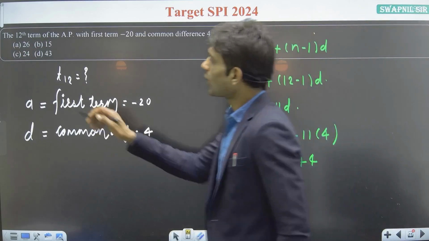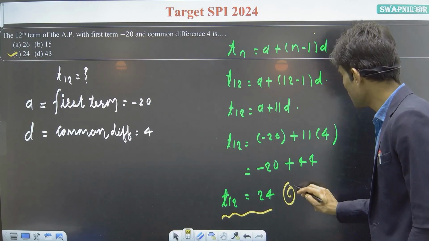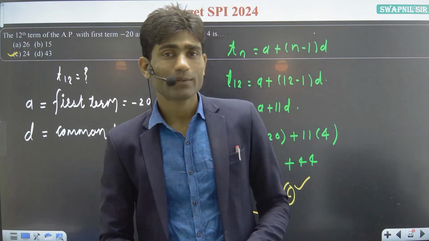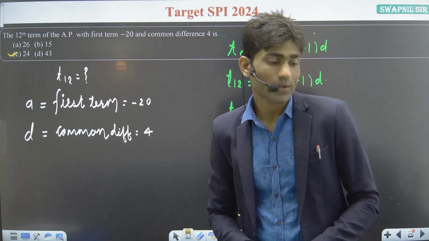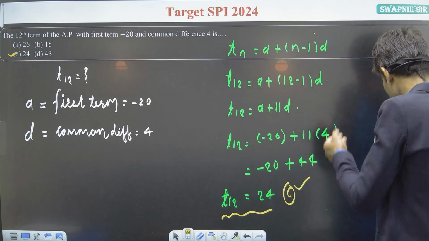Which is given in our option number C. So option C gives us the 12th term of our arithmetic progression as 24. I'm expecting you all have understood the solution. Let's move to the next question.